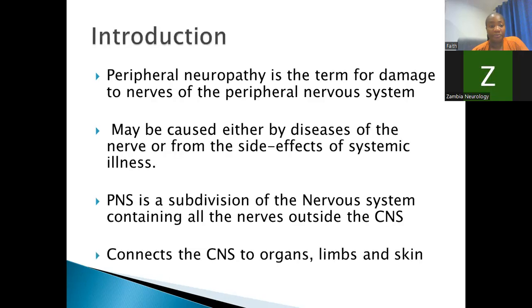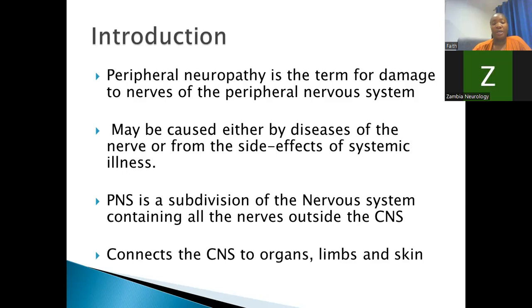So peripheral neuropathy is generally a term that is used for damage to the nerves of the peripheral nervous system. And this can be caused by diseases of the nerve itself or from side effects of systemic illnesses, of which there's a wide variety of illnesses that can cause damage to the nerves of the peripheral system. And it's important to remind ourselves that the peripheral nervous system is actually a subdivision of the nervous system that contains all the nerves outside the central nervous system.